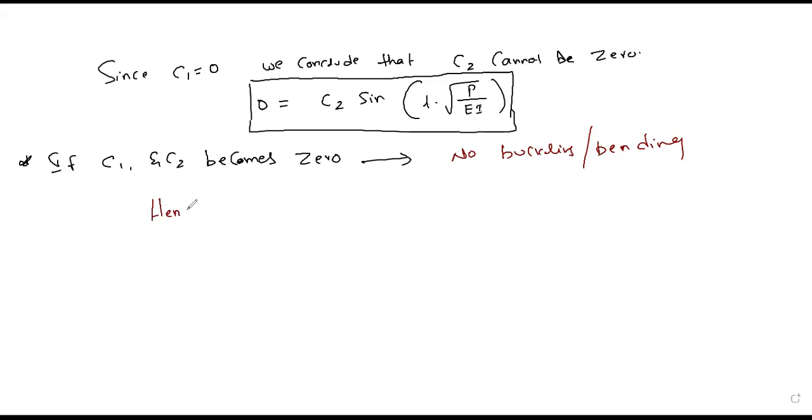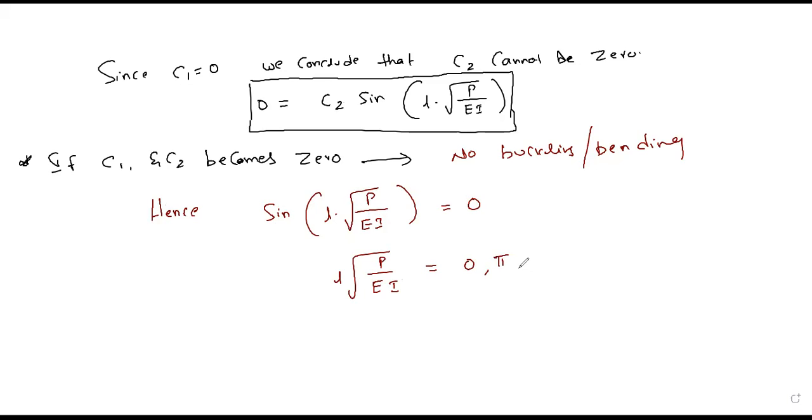Hence sine L root of P by EI is equal to 0. With respect to sine, how many sine values do we have? Sine 0, sine pi, sine 2 pi, sine 3 pi, sine 4 pi. Like this we have plenty, right? So in this we take the first practical value. Practically, the pi value will be more appropriate.